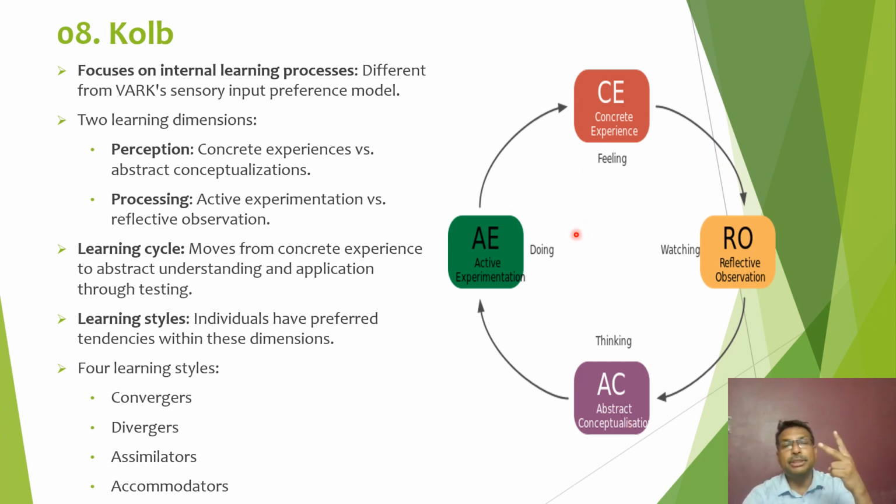So, two learning dimensions: perception and processing. Perception: concrete experiences versus abstract conceptualization. This is what we are looking into. And processing is active experimentation versus reflective observation, as the case might be. So, the learning cycle moves from concrete experiences to abstract understanding and application through testing. Learning style: individuals have a preference or tendency for these dimensions.